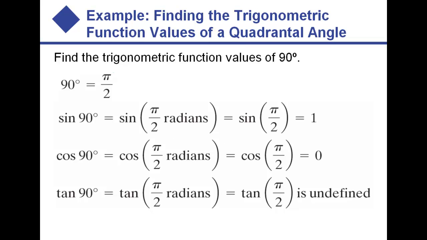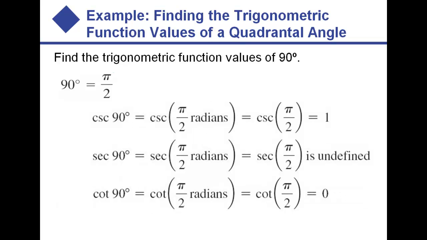If we wanted to find the trigonometric function values of 90 degrees, we would convert them to pi over 2 and then go back to our unit circle and remind ourselves pi over 2 is up at the top, sine equals 1, cosine equals 0, tangent undefined, and the rest fall in line from there.